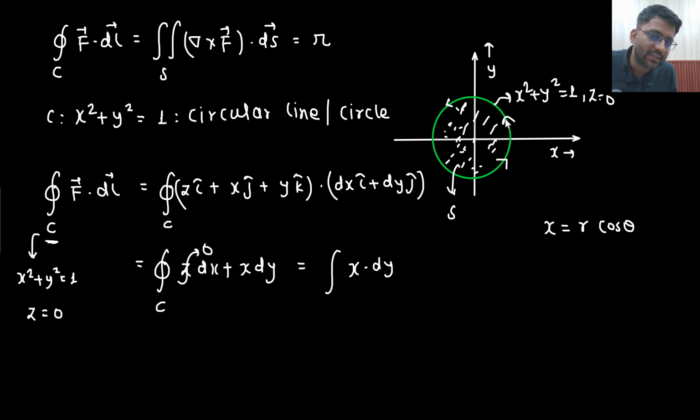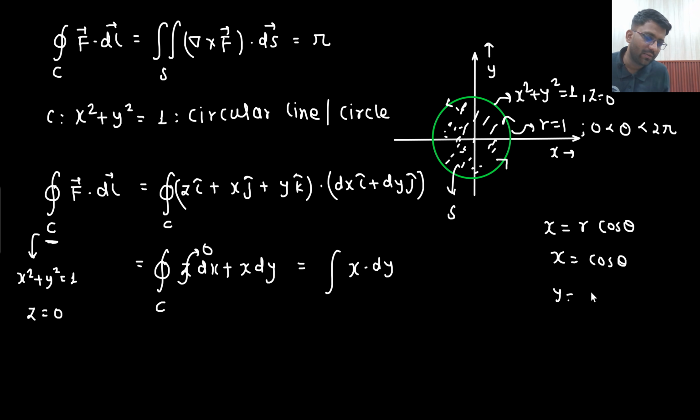But when you are moving on this curve, what is the value of r? On the whole curve, value of r is 1. And what is the value of theta? The value of theta is varying from 0 to 2 pi. So on the whole curve, value of r is 1. That means x equals cos theta, y equals sin theta.